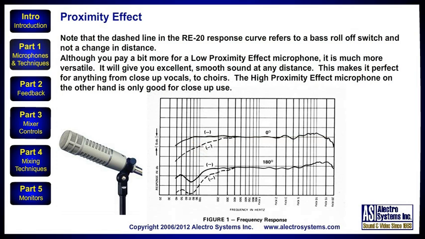Although you pay a bit more for a low proximity effect microphone, it is much more versatile. It will give you excellent smooth sound at any distance. This makes it perfect for anything from close-up vocals to choirs. The high proximity effect microphone, on the other hand, is only good for close-up vocals.